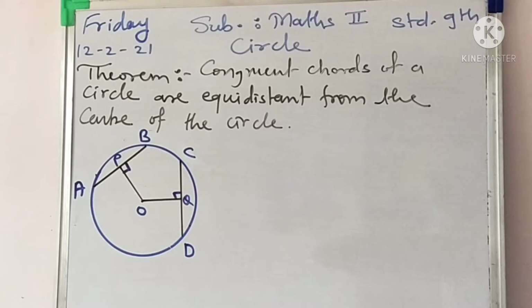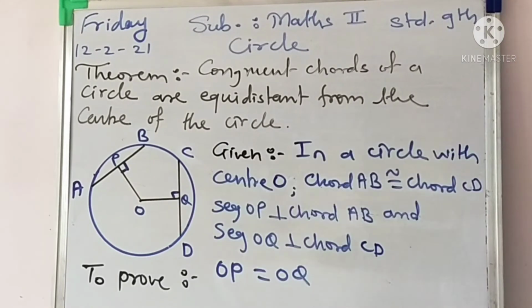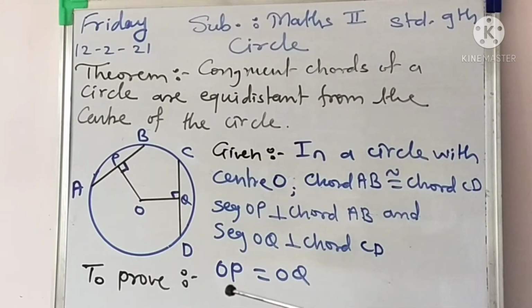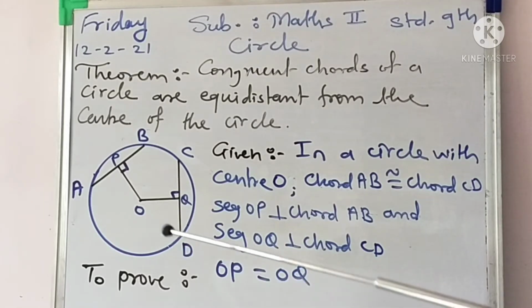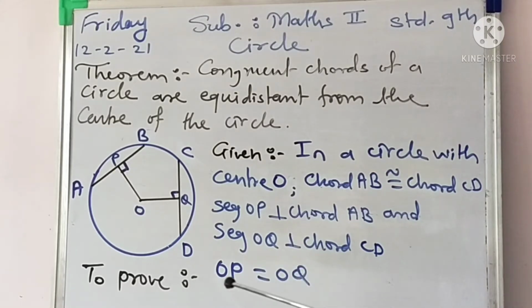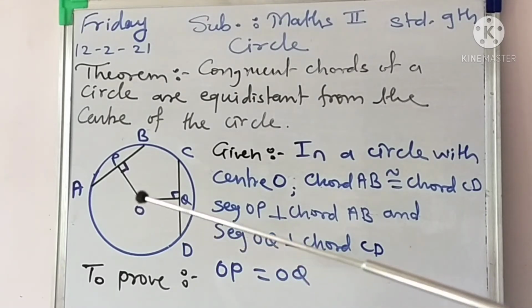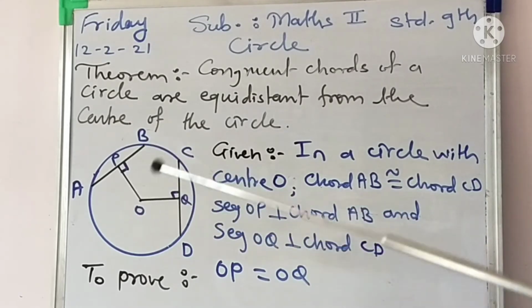And now here we write down the given part and the to prove part, as we have to prove OP equal to OQ. To prove this, what we do here students, we do one construction: we form two triangles having sides OP and OQ. And to form those two triangles, we draw two radii of the circle.